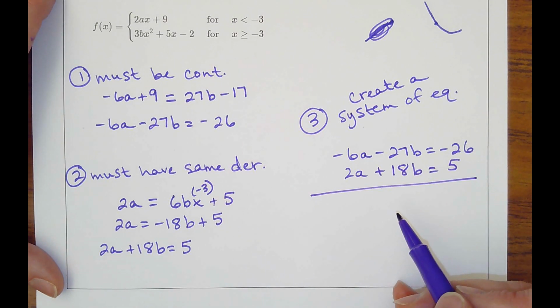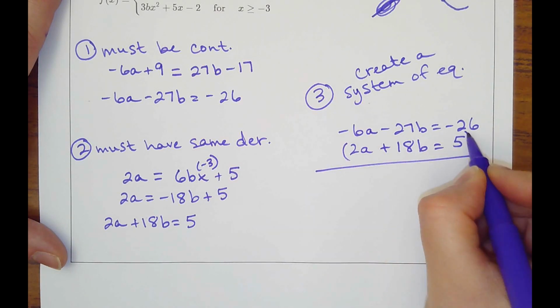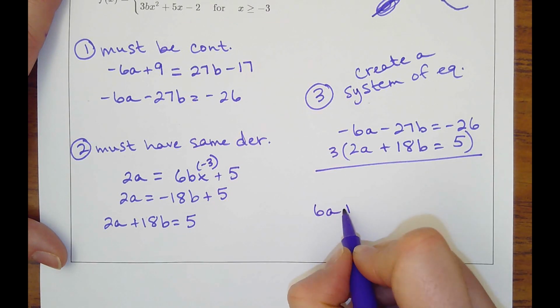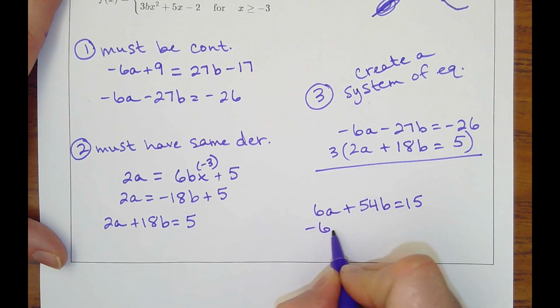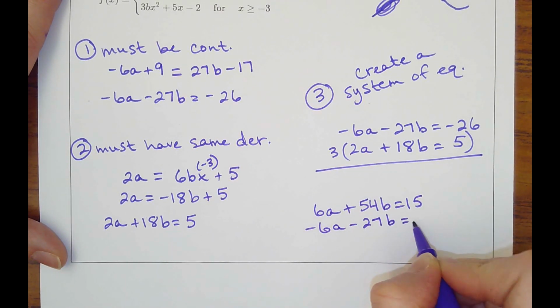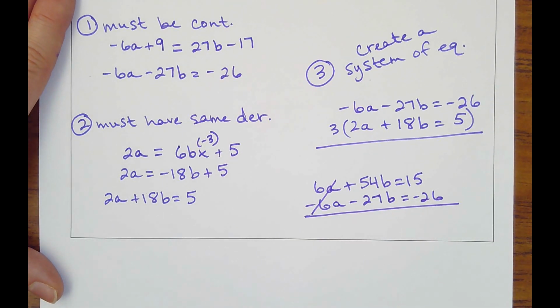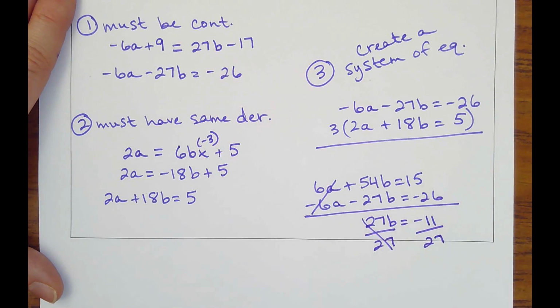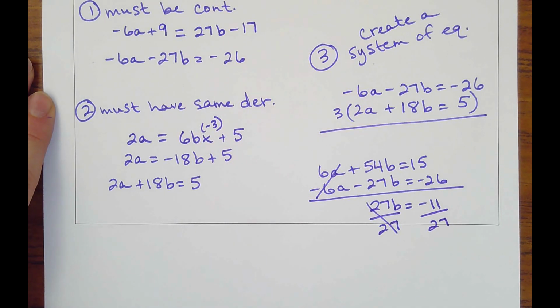Hopefully you remember that elimination is the easiest way. To make my a's eliminate, I'm going to have to take the whole thing times 3. And so that would create 6a plus 54b equals 15. I'll write the other equation underneath it. The a's eliminate. 54 minus 27 is 27b. And that would be -11. So b equals -11 over 27. Seems like a weird answer, but I remember a lot of these being very weird fractions.